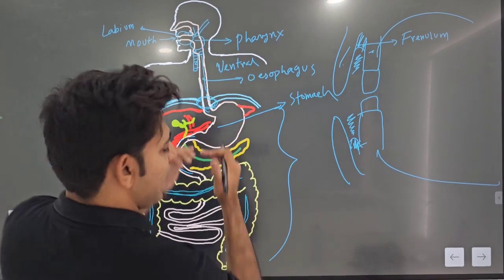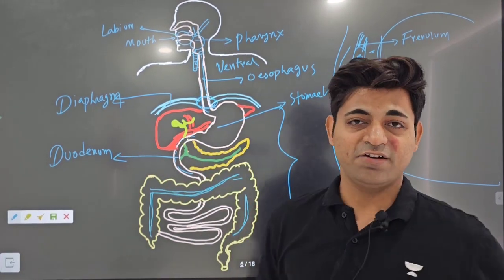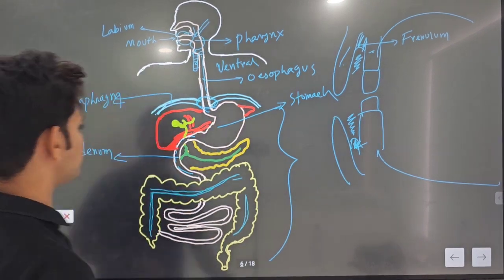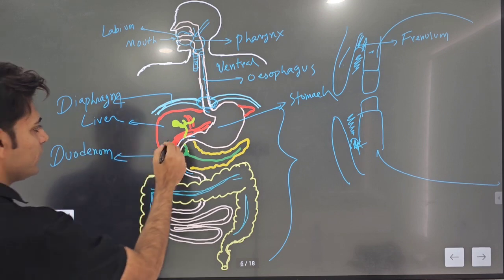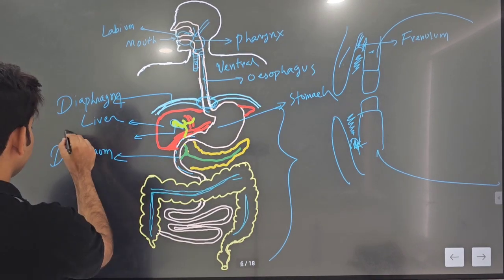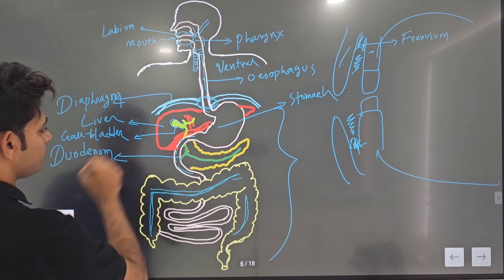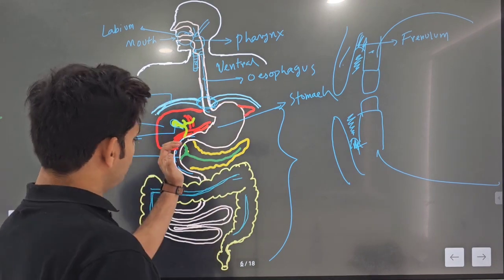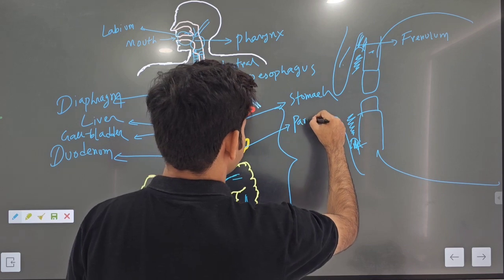Now below the diaphragm, on both sides of the stomach, we have some accessory glands. Like here, this is the liver, the largest gland of our body. With the liver, this green colored gland is the gallbladder. Then below the stomach, at this loop of the duodenum, we have our pancreas.